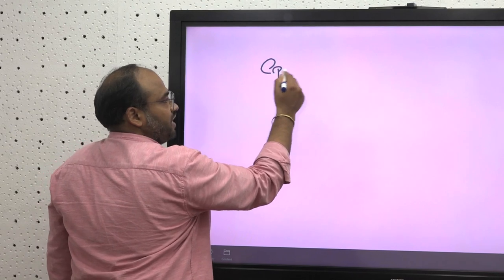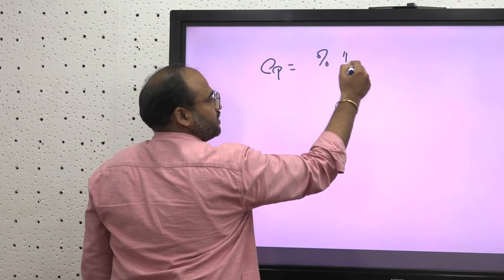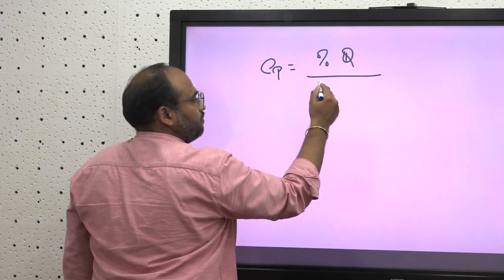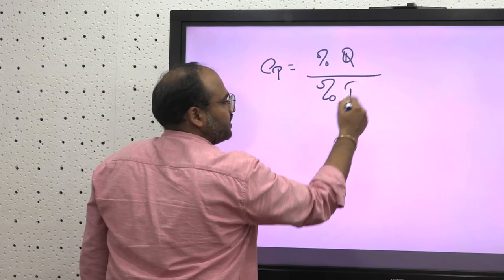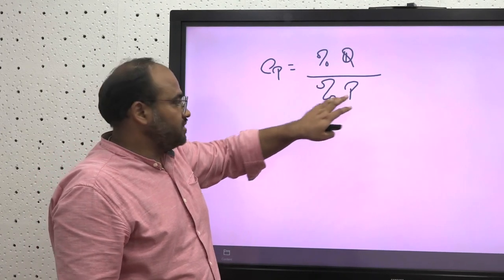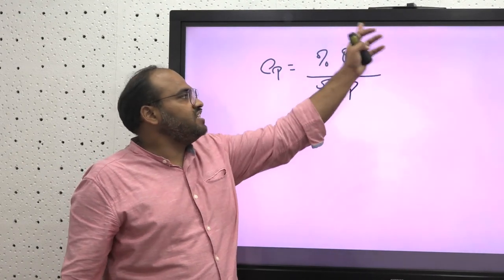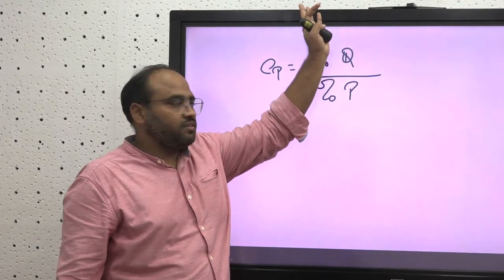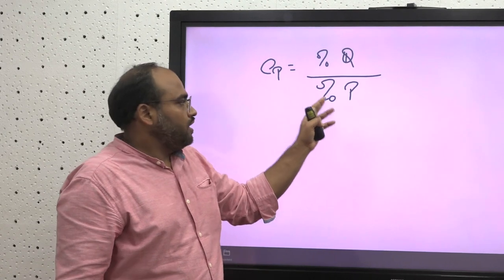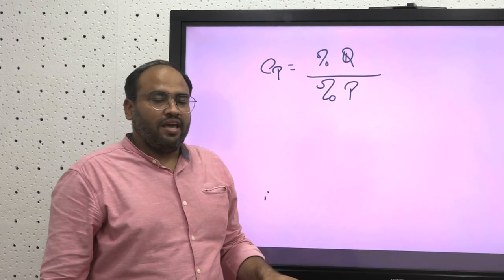See, the formula of price elasticity of demand is percentage change in quantity divided by percentage change in price. Suppose a situation arises where there is no change in the quantity of a commodity, irrespective of whatever may be the change in price.